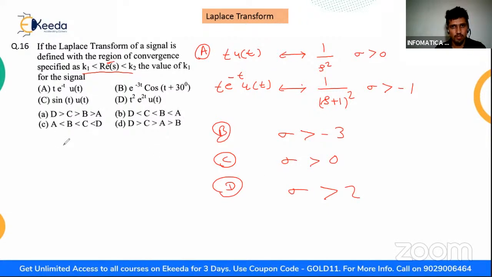So K1 is highest for D, then C, and then A, and then B. D, C, A, B. So the answer is D, because it has the highest value for D, then C, then A, and then B. Let's move to the next.